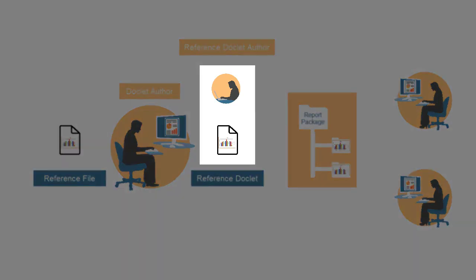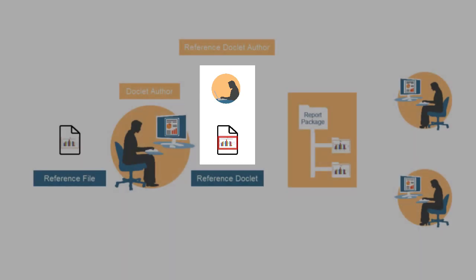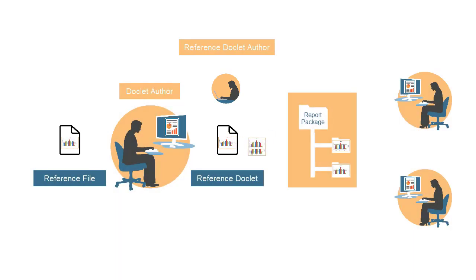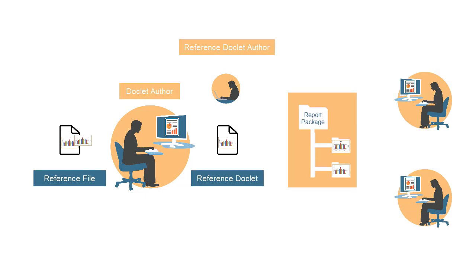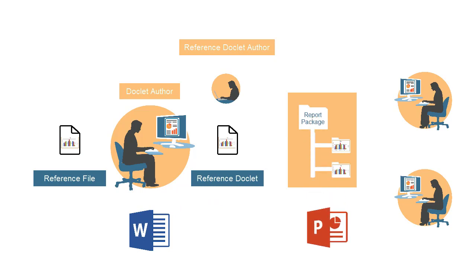Whenever a reference doclet author modifies the available content of a reference doclet and checks it in, the system automatically refreshes any doclet that has the embedded content. Whenever a doclet author modifies the available content in a reference file and uploads the changes, the content is refreshed in the associated doclet. Both Word-based and PowerPoint-based report packages support embedding content from reference files and reference doclets. This tutorial focuses on embedding reference doclet and reference file content in Word-based report packages, but the procedure is the same for PowerPoint-based report packages.